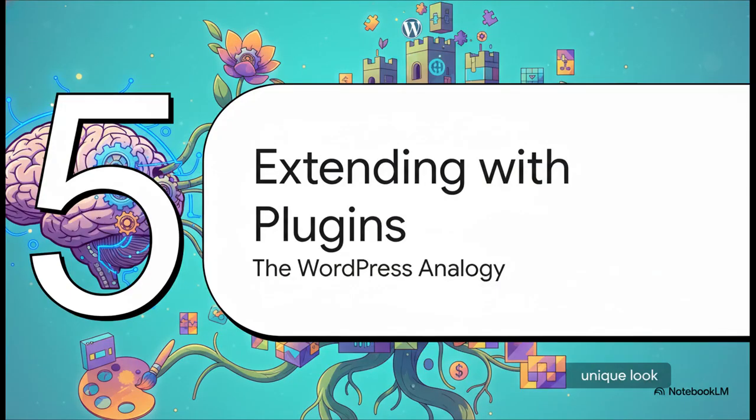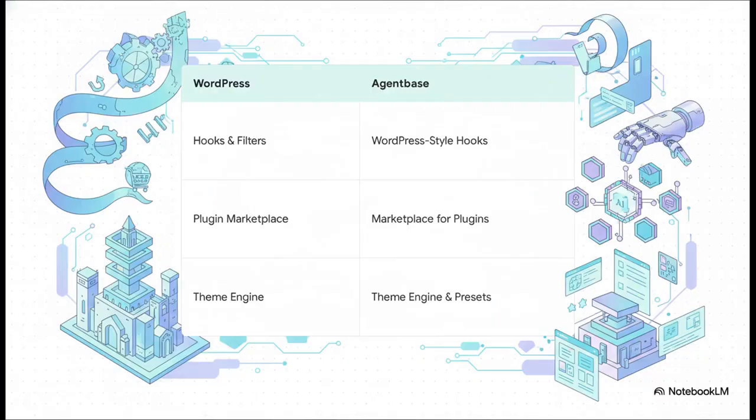All right, our app has a brain. Now let's talk about giving it some special abilities and a unique look. And this is where that whole WordPress analogy really clicks into place. Look at this. If you've ever touched WordPress, this is going to feel so familiar. WordPress has hooks, a plugin marketplace, and a theme engine. Well, Agentbase mirrors those exact same ideas, just rebuilt for the world of AI. It's a powerful and proven way to let you customize everything.